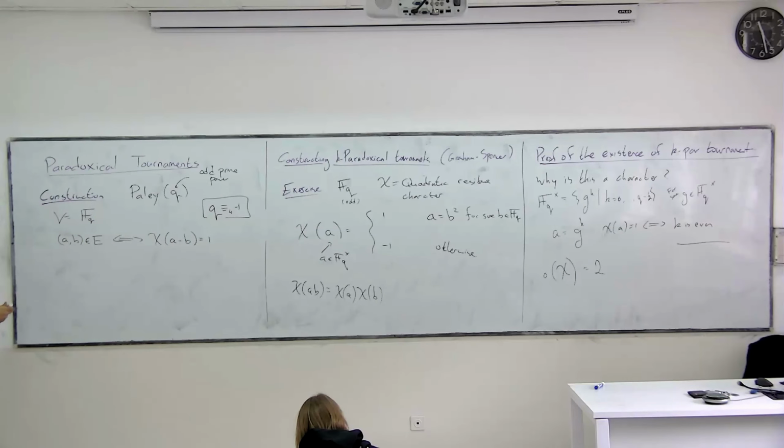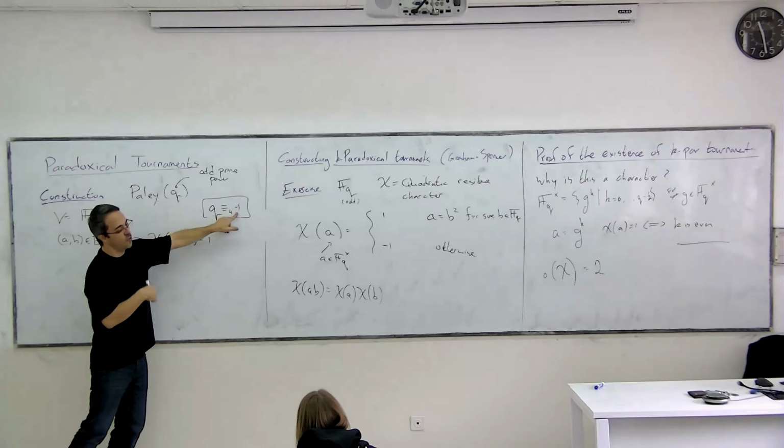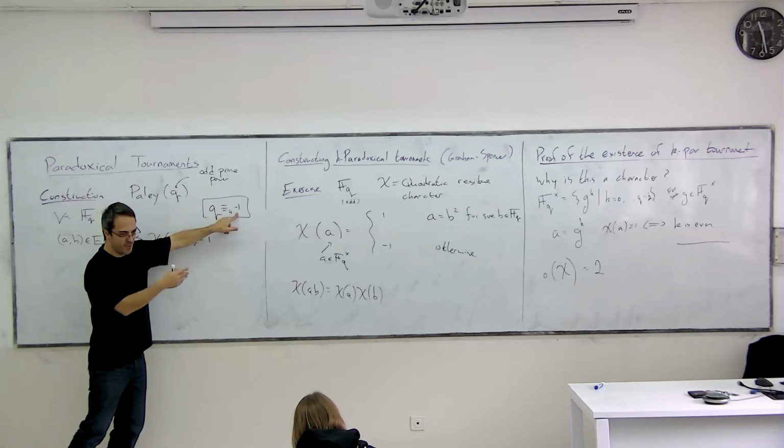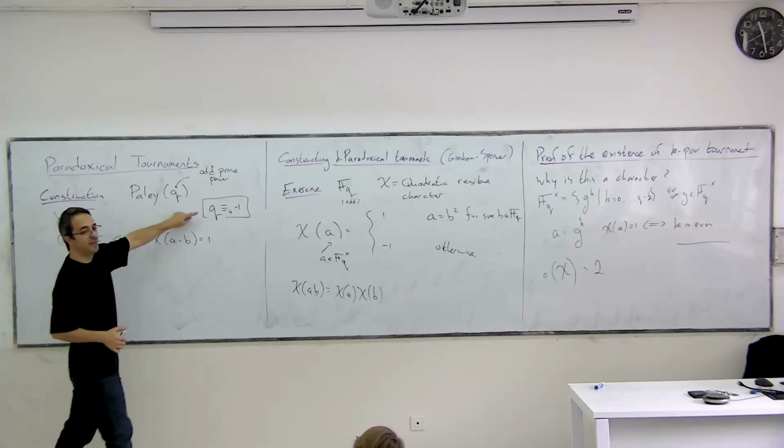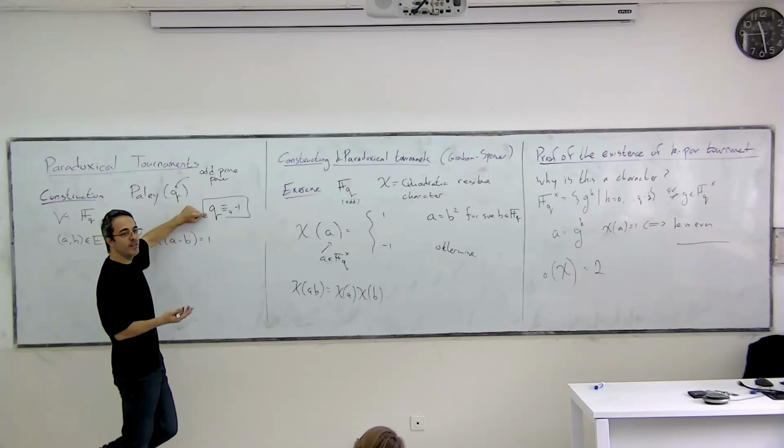So let me correct myself. I should have written initially, so Q should be either 1 or -1. So I'm going to take the -1. Modulo 4, Q is -1 modulo 4. You have a residue of -1.